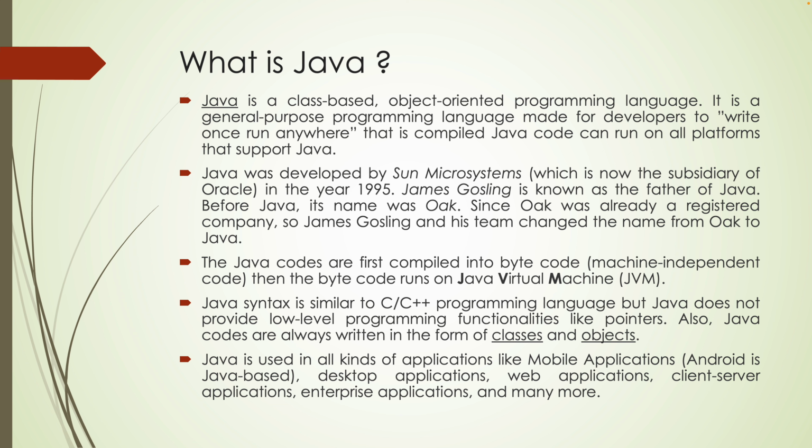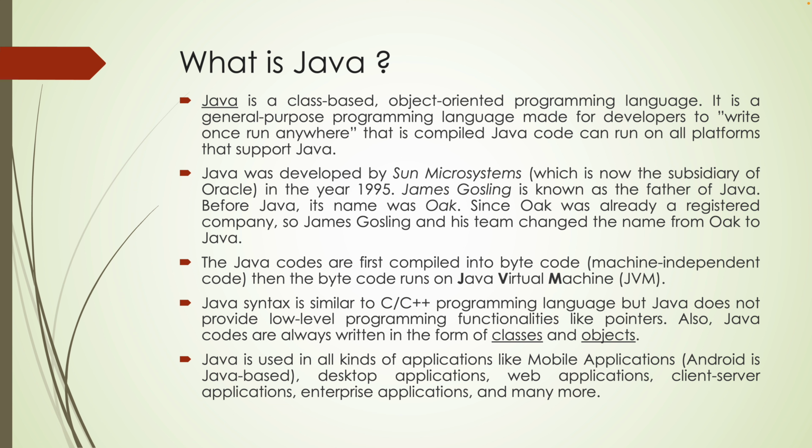So Java is a class based object oriented programming language. It is a general purpose programming language made for developers to write once, run anywhere. That is, compiled Java code can run on all platforms that support Java. And Java was developed by Sun Microsystems, which is now a subsidiary of Oracle company. It was developed in 1995, and James Gosling is known as the father of Java.